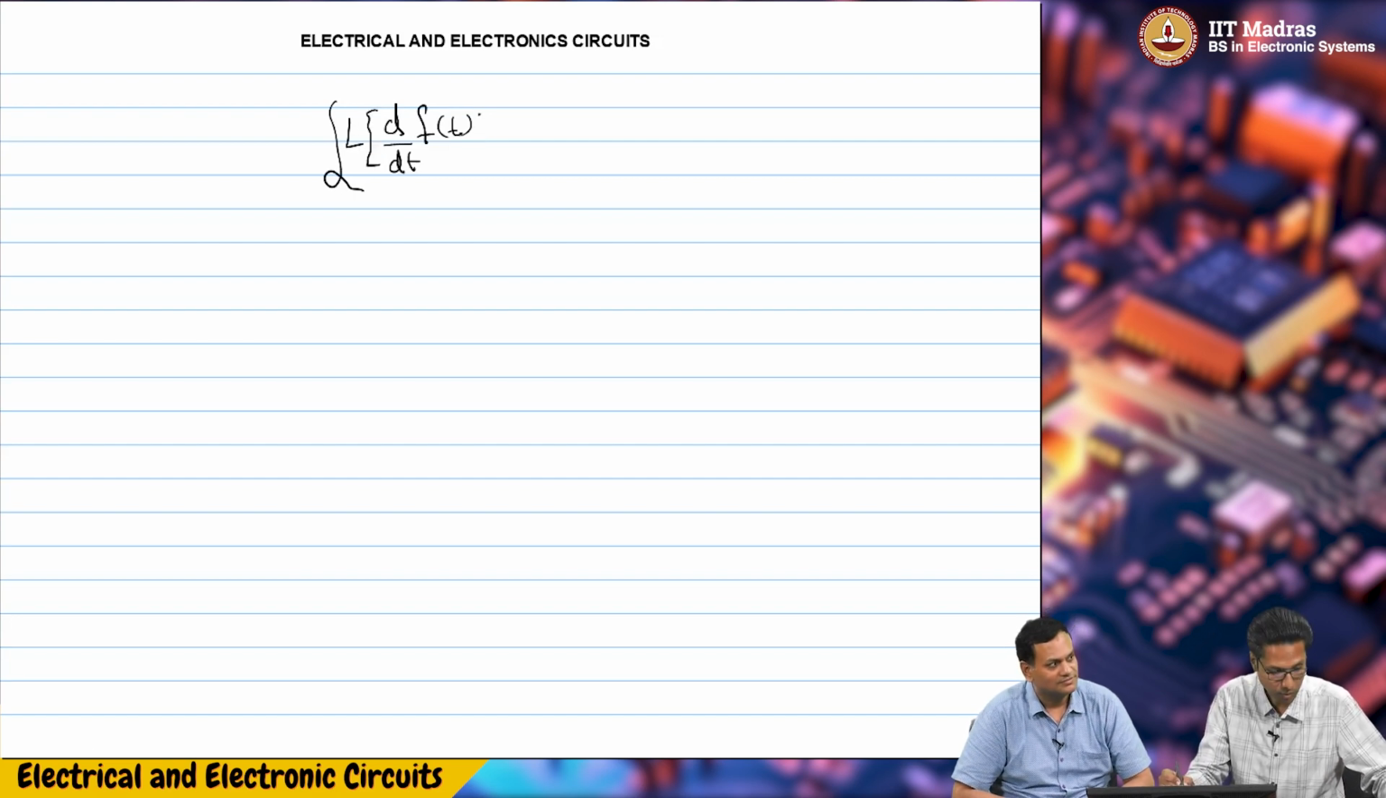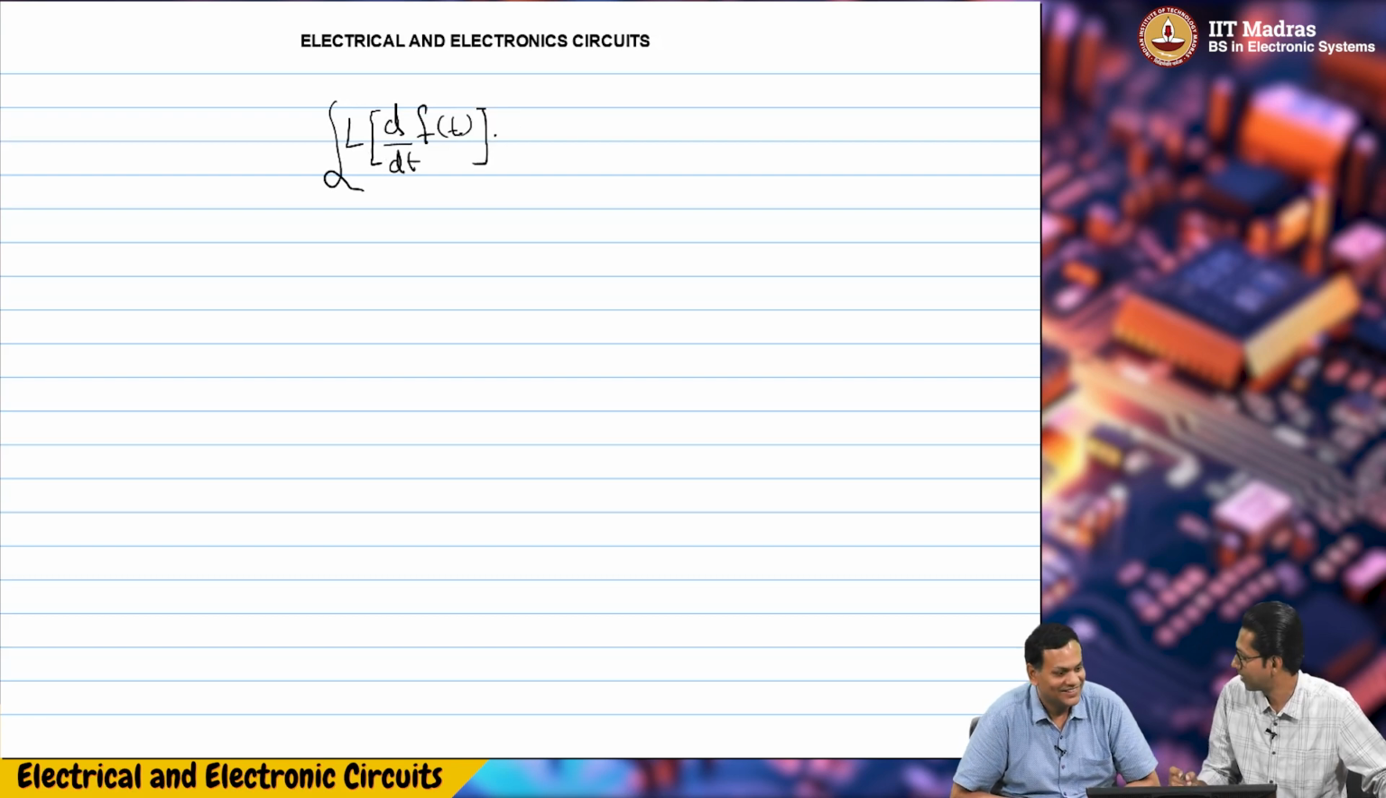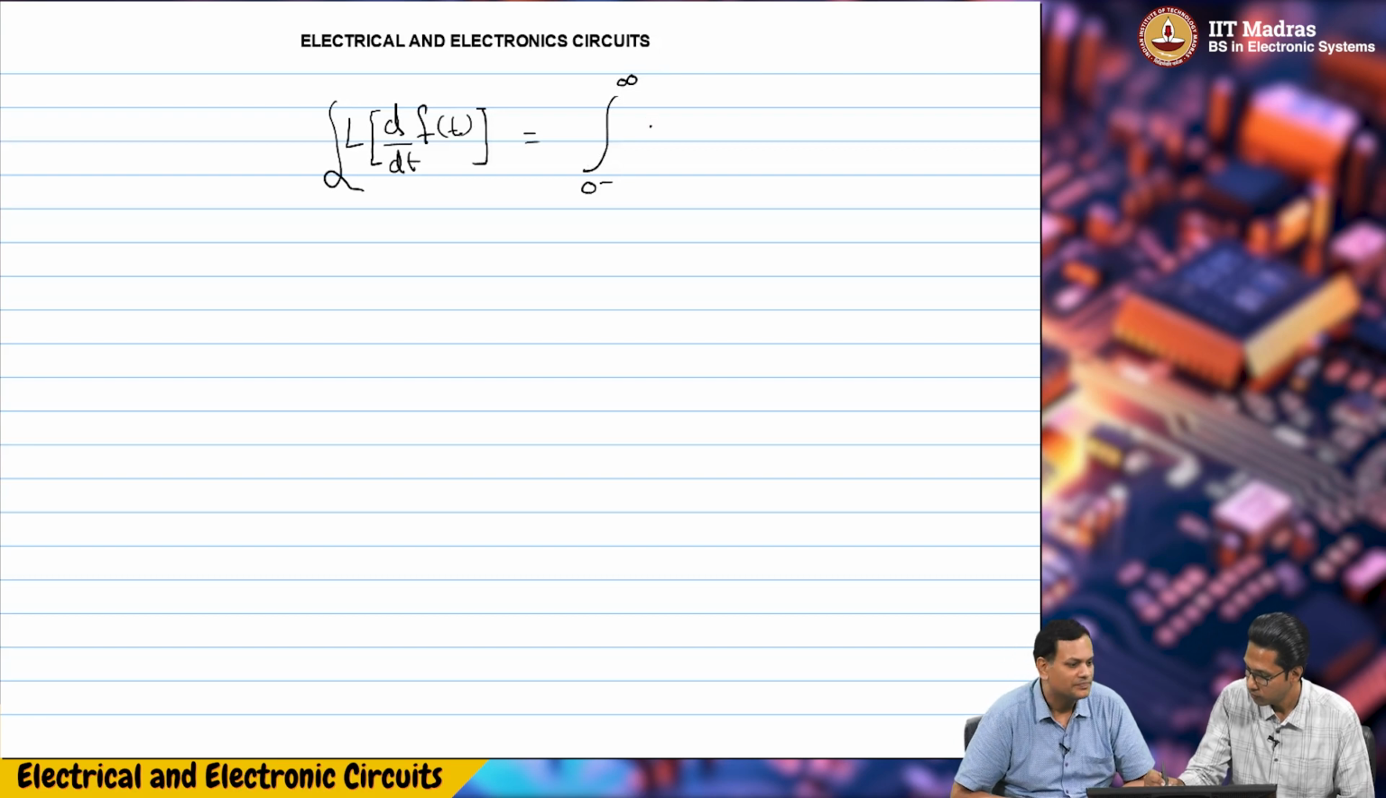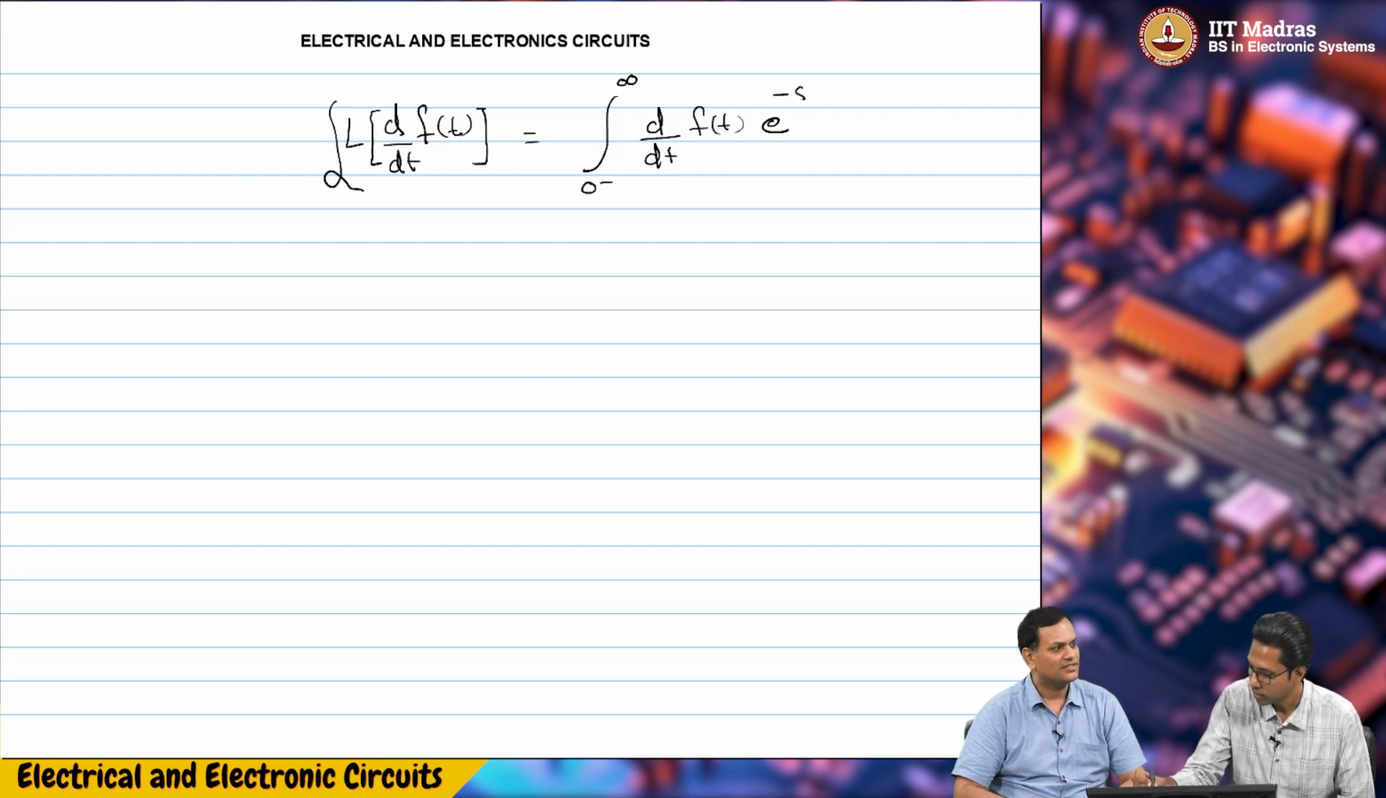You are making my life complicated. But this may simplify life later. So I think we should just start from first principles, no? We should. So our equation is the integral from 0 minus to infinity of d by dt of f of t times e power minus st dt.